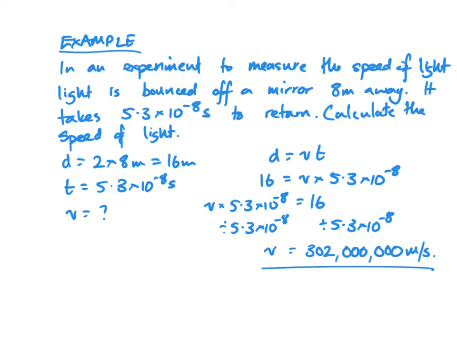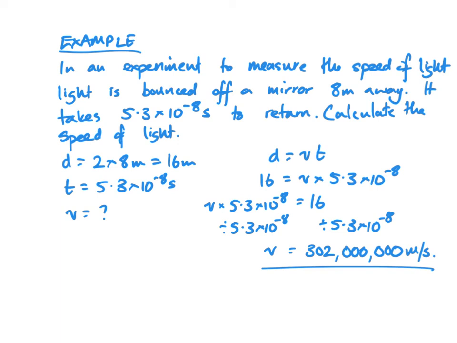So I can't go and just fill in the value. I know it should be around about 3 times 10 to the 8. But in this case, I actually need to calculate it. The formula then is d equals vt. My substitution then for d is 16. V I leave as it is. And t is 5.3 times 10 to the minus 8.